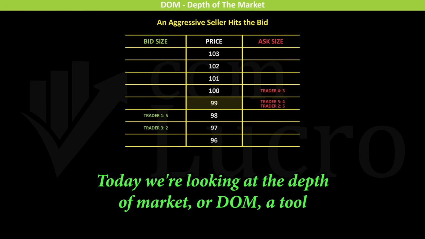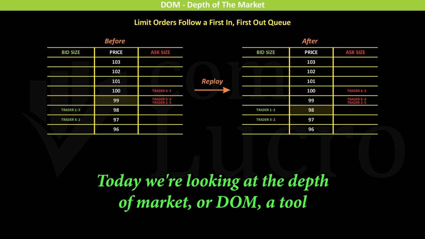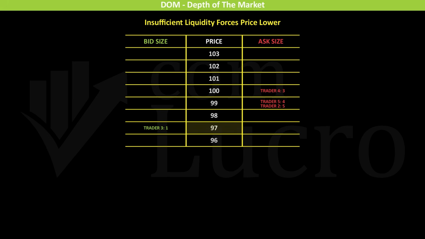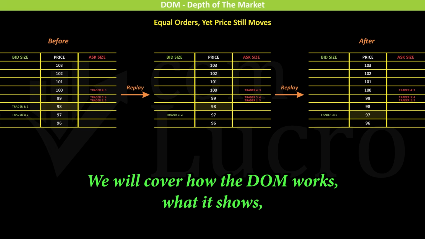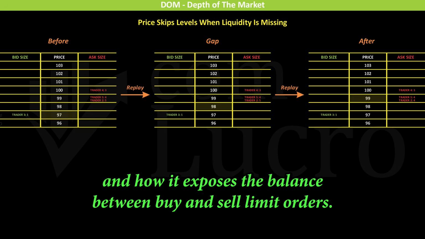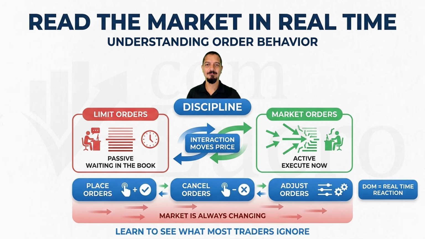Today we're looking at the depth of market, or DOM, a tool that reveals what is really happening behind every price move. We will cover how the DOM works, what it shows, and how it exposes the balance between buy and sell limit orders. You will learn to distinguish passive limit orders from active market orders, a skill that can instantly change the way you read the market. We will also see how the DOM reacts in real time as traders place, cancel, and adjust their orders.